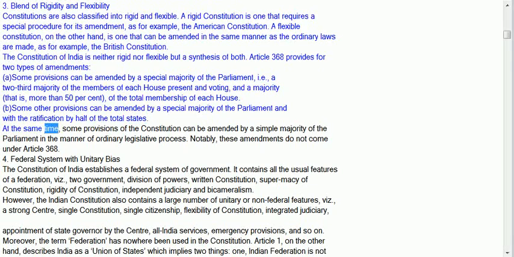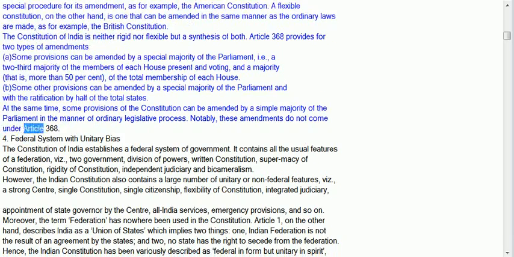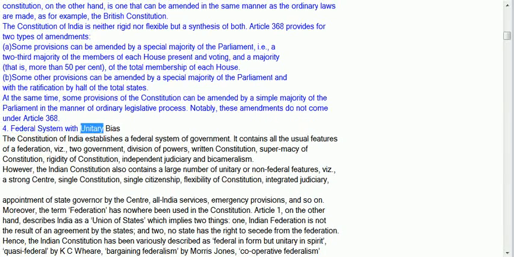At the same time, some provisions of the Constitution can be amended by a simple majority of the Parliament in the manner of ordinary legislative process. Notably, these amendments do not come under Article 368. 4. Federal system with unitary bias.